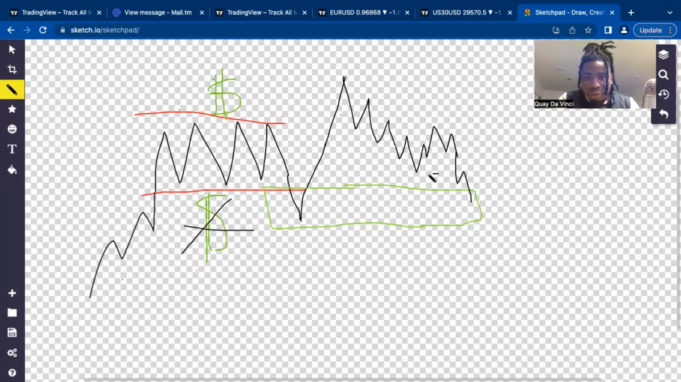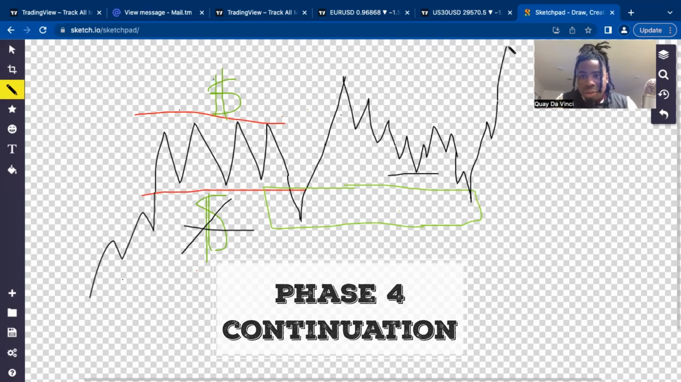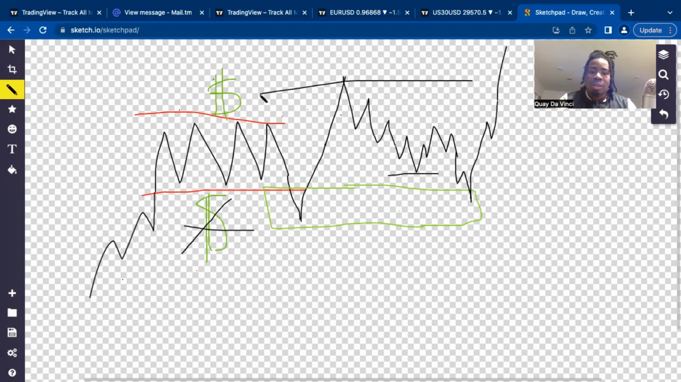Boom, take liquidity from under here. Then they push price above this next range. So let's break that down for y'all. First phase, creating liquidity. Second phase, take liquidity. Third phase, the markup. Basically, price pushes up into the desired direction.